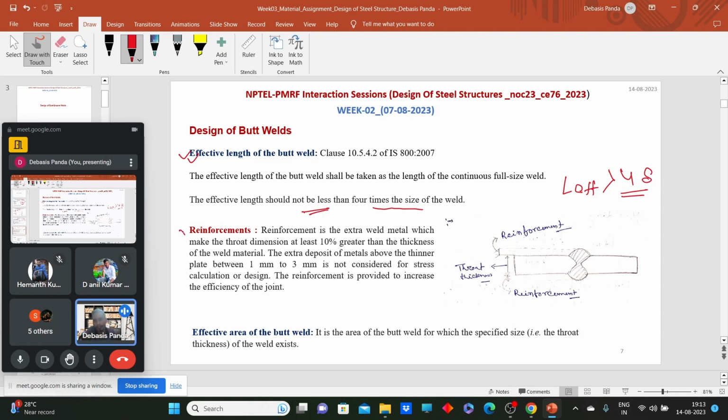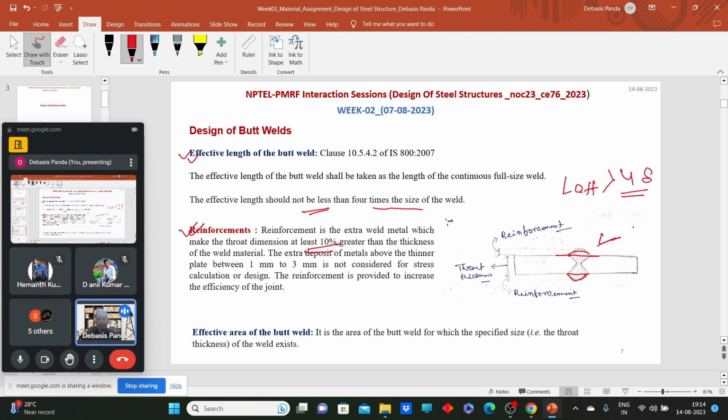Now reinforcement. Reinforcement means it is the extra deposit. Like this is the surface of the plate, but here we provide some extra deposit on both sides. And this extra deposit is generally provided 10%. So why we provide this extra deposit? To increase the efficiency of the joint. And also, think about it.